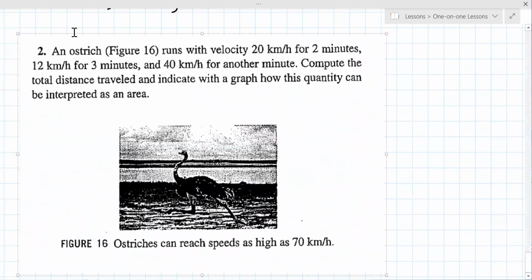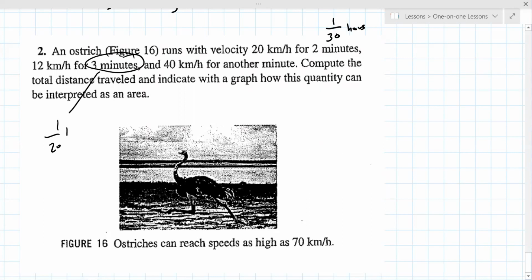All right, an ostrich runs with velocity 2 kilometers per hour for 2 minutes, 12 kilometers per hour for 3 minutes, and 40 kilometers per hour for another minute. Compute the total distance traveled and indicate with a graph how the quantity can be interpreted as an area. Okay, so one of the problems here is you got units that are not correct. 2 minutes is 1 out of 30 hours. 3 minutes is 1 out of 20 hours. And 1 minute is 1 out of 60 hours.